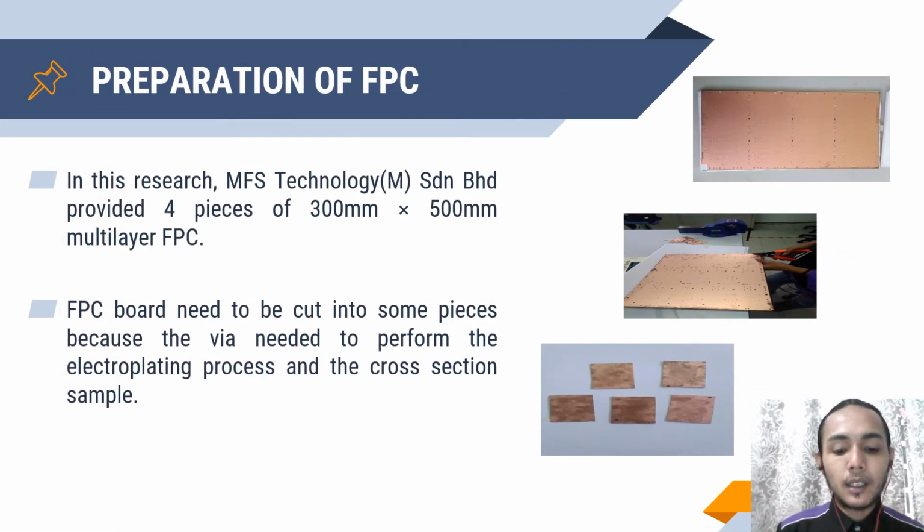In this study, MFS technology has provided 4 pieces of multilayer FPC with a total thickness of 100 micron, as shown in the figure. To study the properties, the FPC board needs to be cut into some pieces because the via needs to perform the electroplating process and the cross-section sample.